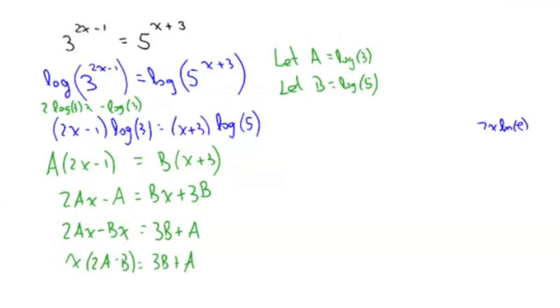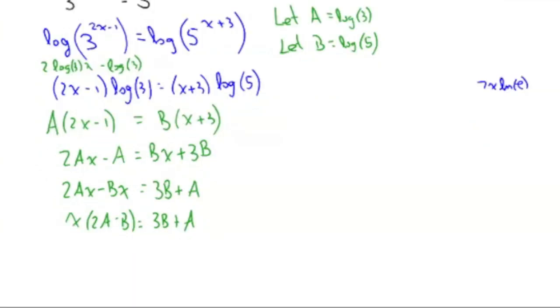So far we've saved a ton of time because I don't have to write log 3, log 5. I'm just writing a's and b's. And then x is going to equal 3b plus a over 2a minus b. Now, you can go back to the real numbers. And this is 3 times b. What's b? Log 5. Log of 5.